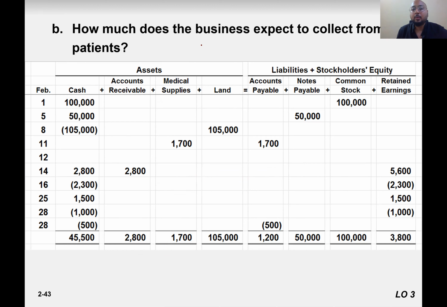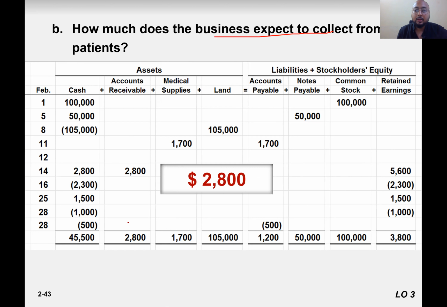B, how much does the business expect to collect from customers? Simple, 2,800. That is yet to be collected. Collected, and always collected from customers, right? Not paid, collected.